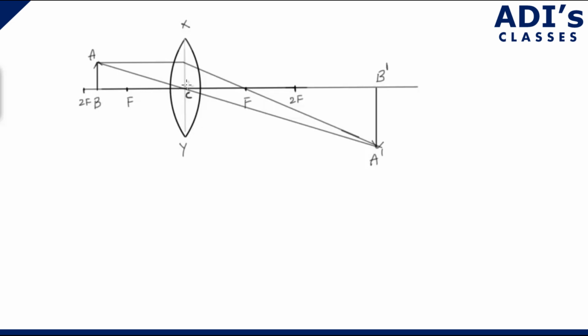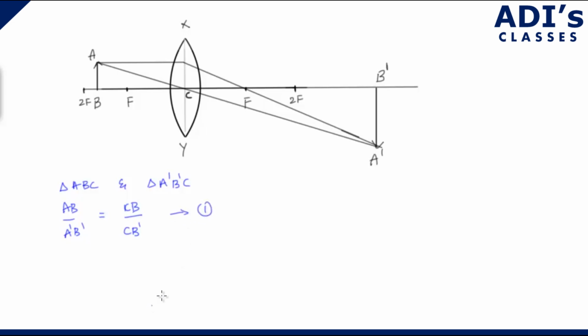Now what we are trying to find is the relation between U, V and F, right? Now CB is nothing but U, and CB dash is nothing but V, and CF to either side of the lens is the focal length, right? In the first case we'll consider triangle ABC and triangle A dash B dash C. They are similar to each other because two angles are the same. So AB by A dash B dash is equal to CB divided by CB dash.